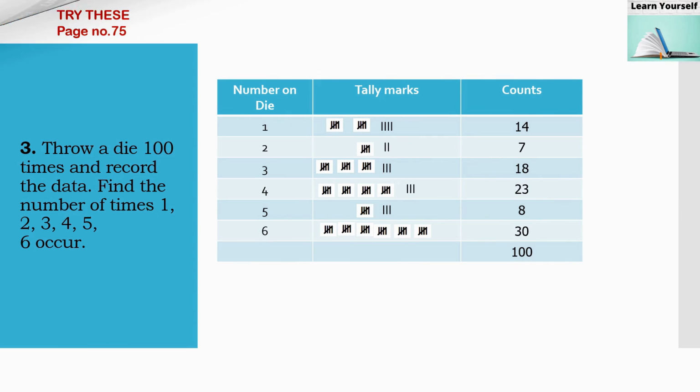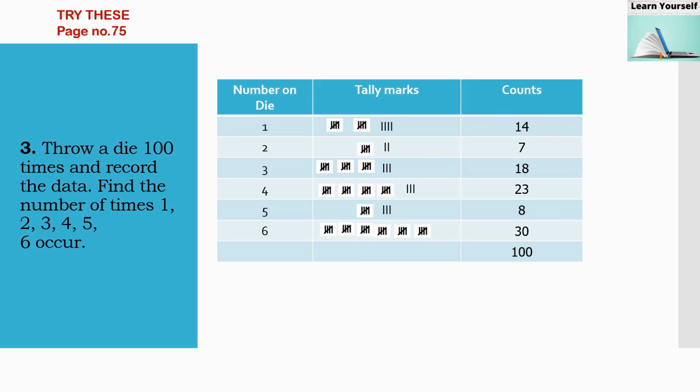Try these sums from chapter number 3, page number 75. And this is the third question of page number 75. It says that throw a die 100 times and record the data. Find the number of times 1, 2, 3, 4, 5 and 6 occur. So 100 times we have to throw a die and see how many times each of the 6 numbers will appear.